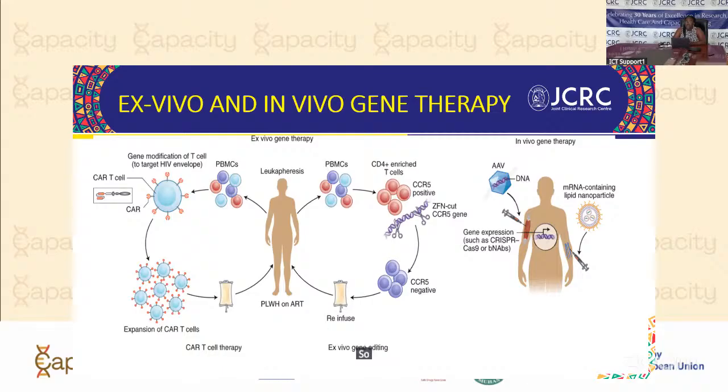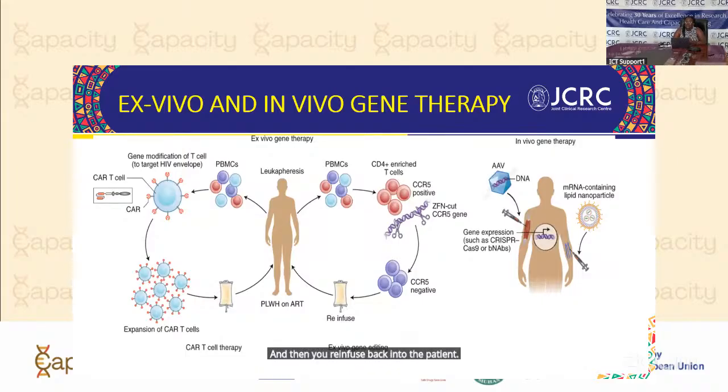And for ex vivo gene editing, you find that, let's say a person is living with HIV, so you collect their T cells, those are the peripheral blood mononuclear cells. Then you isolate out the cells of interest, do the gene editing either using CRISPR or zinc fingers in order to cut maybe CCR5 or in order to cut the virus, and then you reinfuse back into the patient.